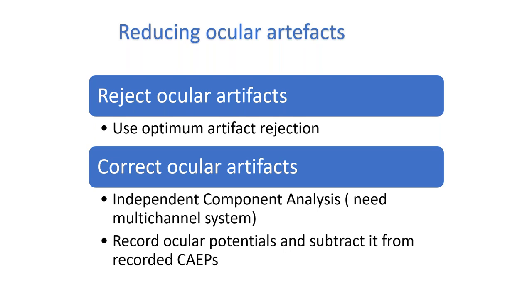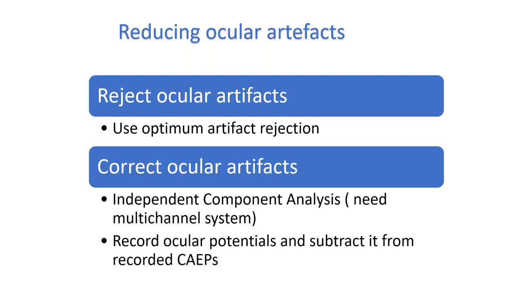So the other choice I have is to record the ocular potentials and subtract them from the recorded cortical level potentials. If we have a single channel instrument, we can't do it. If you have at least a two channel instrument, we will be able to do it. So now, to record these ocular potentials, what do we do? We need to dedicate one channel. Instead of recording cortical level potentials from two channels, I'll be recording cortical level potentials from one channel, and in the other channel, I will be recording the ocular potentials.